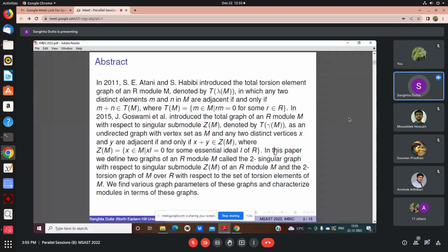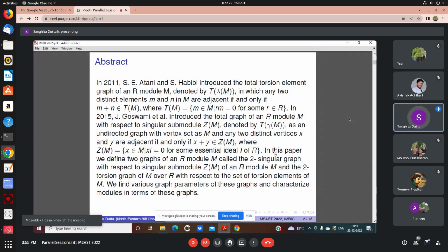So in this paper, we define two graphs of an R module M, called the two singular graph with respect to the singular submodule Zm of an R module M, and the two torsion graph of M over R with respect to the set of torsion elements of M. We find various graph parameters of these graphs and characterize modules in terms of these graphs.